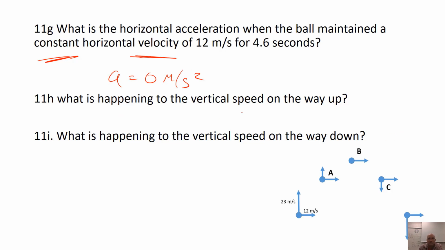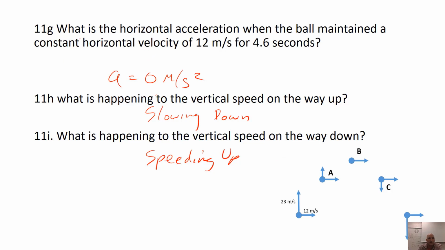So what's happening to the vertical speeds? We're just talking about this right here, vertical speed on the way up, and that's going to be slowing down. And then what's happening to the vertical speed on the way down? It's going to be speeding up. And once again, it's going to be accelerating downwards at 10 meters per second every second, which is why it slows down on the way up, because it's being pushed down, and then on the way down, it's being pushed down still, so it's speeding up on the way down.